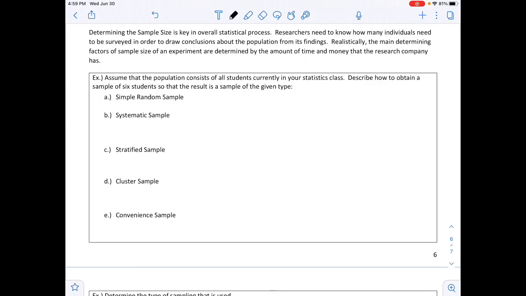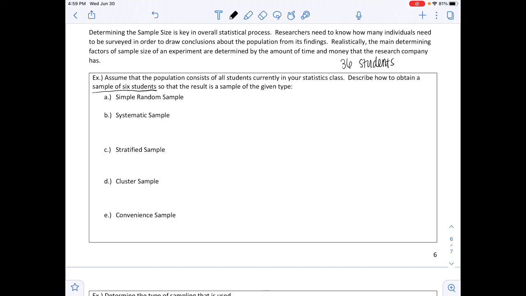So the next example that we have says, assume that the population consists of all students currently in your statistics class. And for simple purposes, let's just say we have 36 students, which is not correct, but let's just assume. And it says, describe how to obtain a sample of 6 students so that the result is a sample of the given type. And I want you guys to realize that there's a lot of different answers for these. So if you ever have any questions about yours, please reach out and ask.